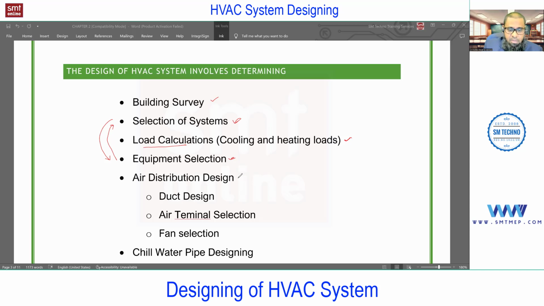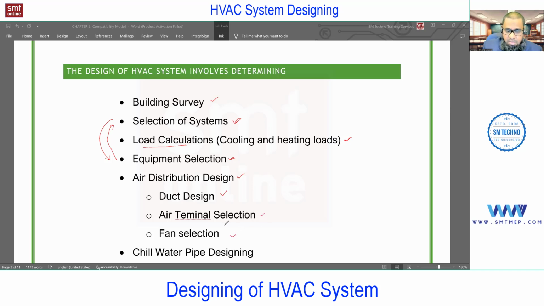Next, on the air side, we have air distribution design. If it is a central air conditioning system, you'll find ducting also. You'll not find ducting for a split or a small unit. But if it is ductable or a chilled water system, you need to design the separate air distribution side also. That includes duct designing, terminal selection, fan selection.